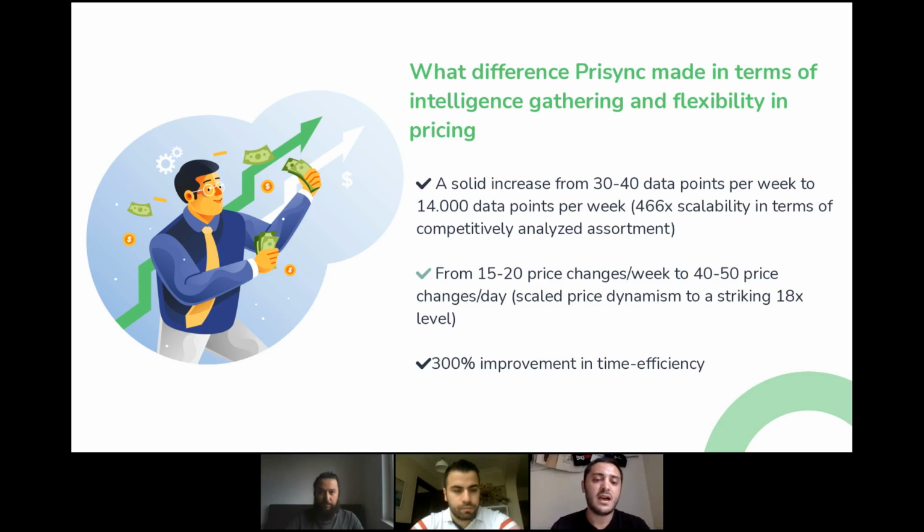And secondly, they were making price changes for some products on a weekly basis, but with Prisync, our dynamic pricing engine is able to make price changes and repricing 4 times a day in a store, so the price changes increased to 40, 50 per day. It's a really positive effect for an online store on their repricing effort. And at the end, they had a 300% improvement in their time efficiency, because the whole process is automated and their workload decreased dramatically, as they told us.